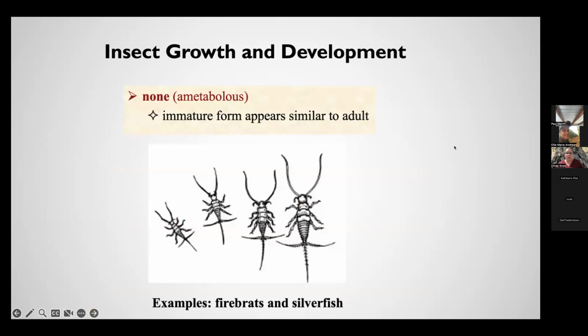So, what does it look like? Ametabolous, or no metamorphosis. Examples are firebrats and silverfish. The immature stage looks exactly like the adult, it's just smaller, and each time it molts, it gets larger. There are very few families that fall under no metamorphosis, firebrats and silverfish being the ametabolous group. And they will continue to molt even when they're adults, which is an odd characteristic compared to the hemimetabolous and holometabolous that follow.